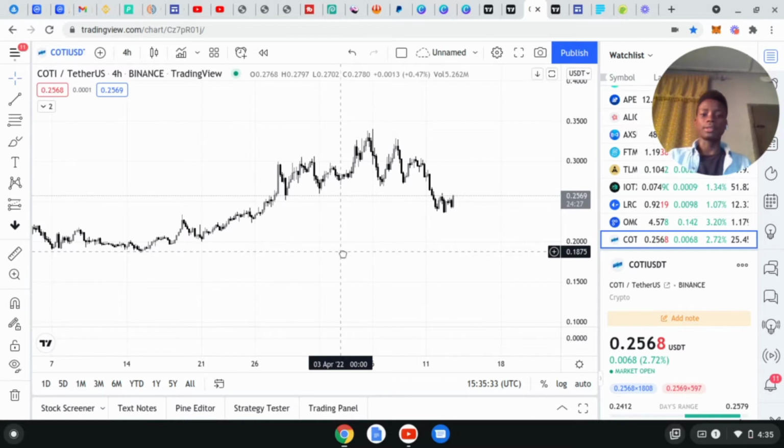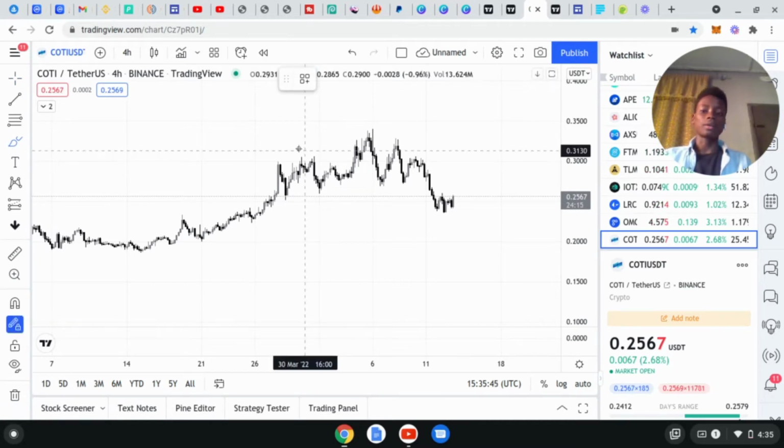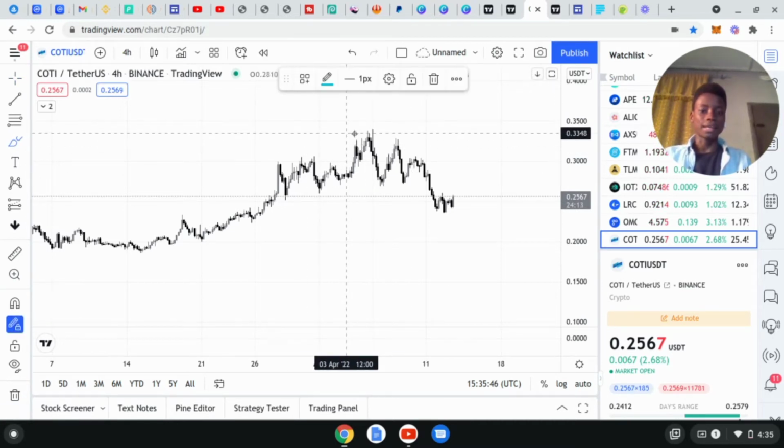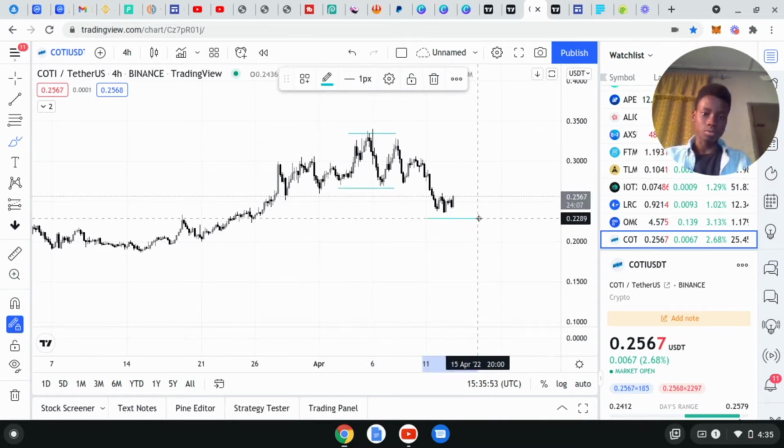Okay, so now this is Coti's market structure. Clearly, we are in a downtrend. And why are we in a downtrend? Like I said before in our previous series, to mark out a downtrend, we look for the market breaking lows, making lower lows and making lower highs.